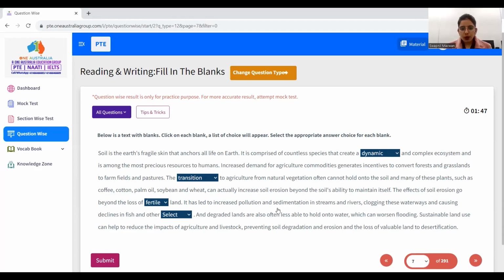It has led to increased pollution and sedimentation in streams and rivers, clogging these waterways and causing declines in fish and other dash. Now, and is used to join two words from the same family. Here they are talking about fish, so other things related to fishes. It can't be resources, because resources is not related to fish. It can't be food. It can't be stuff. So fish and other species.